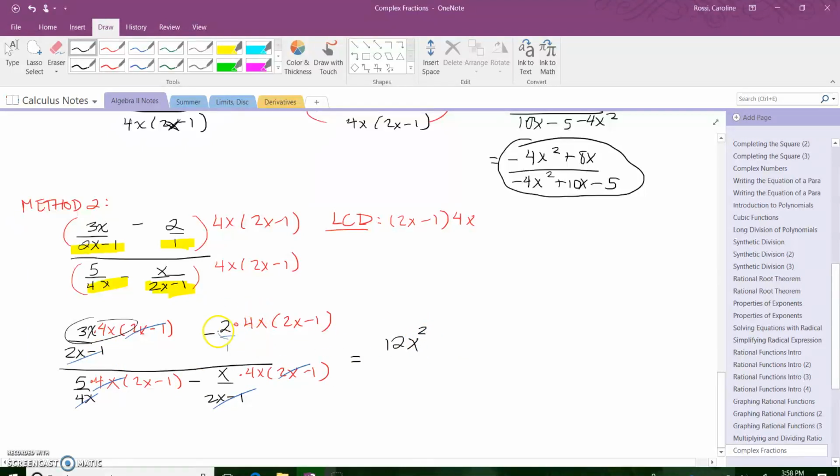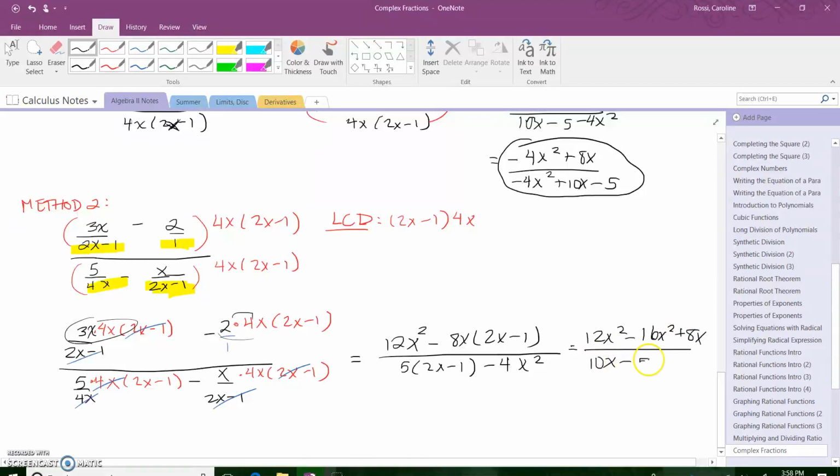And then right here I have minus, I'm going to do 2 times 4x and get 8x. And then 2x minus 1. All over 5 is left, 2x minus 1 is left, minus x times 4x, well that's 4x squared. Okay, let's clean this up a little bit. That would be minus 16x squared plus 8x, all over 10x minus 5 minus 4x squared.